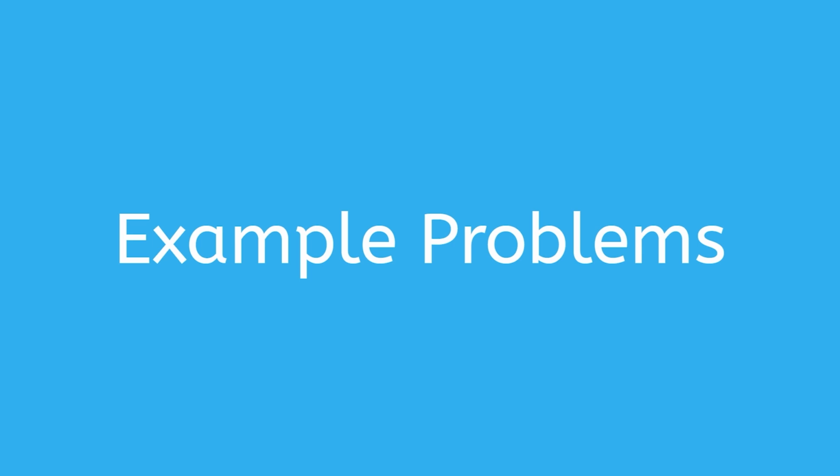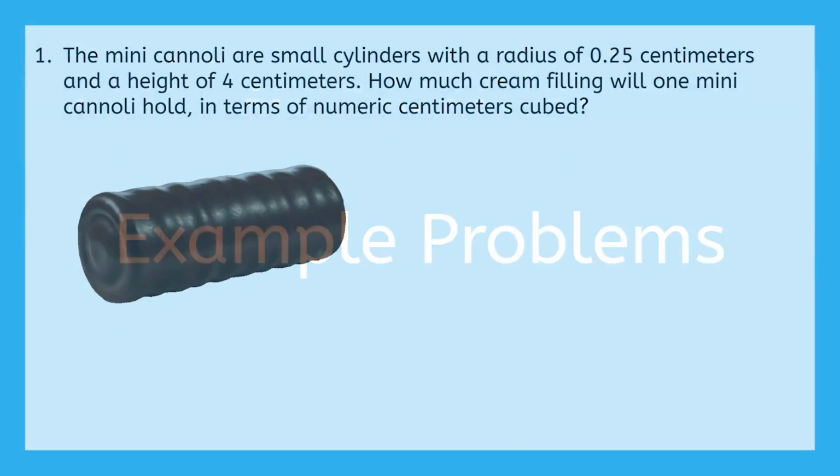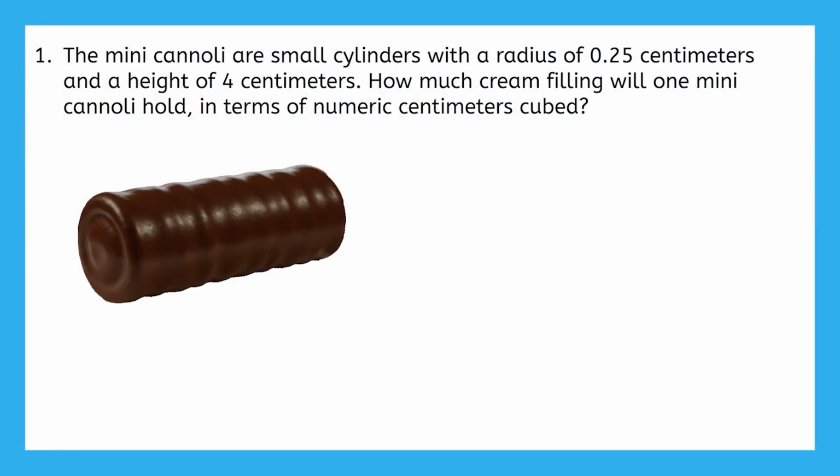Let's test out this formula on the mini cannoli size. The mini cannoli are small cylinders with a radius of 0.25 centimeters and a height of 4 centimeters. How much cream filling will one mini cannoli hold in terms of numeric centimeters cubed? Notice that since a cannoli lays on its side, the height looks more like the length in this case. Think of the height as the distance between the 2 circular bases at the ends to help you remember. If that's tricky for you to picture, you can always redraw the cylinder standing upright, like this.